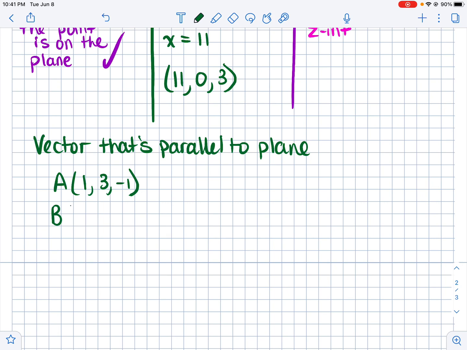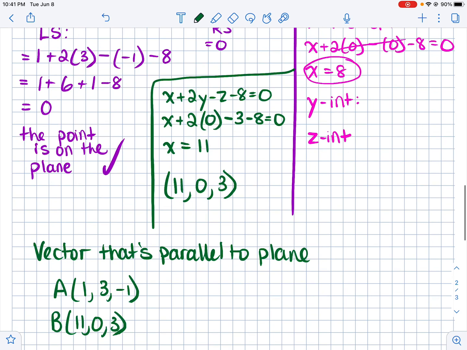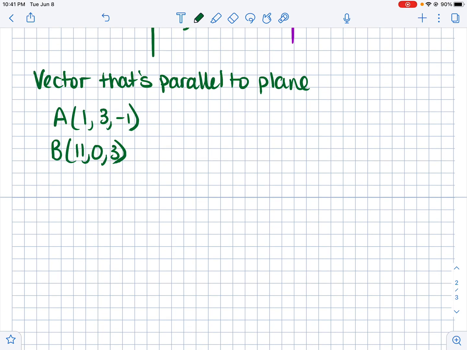So I'll call that point B. You can find tons of points on your plane by just making up x and y or x and z, or just pick 2 variables and make something up for them and solve for the third. So if I wanted to find a vector that's parallel to my plane, I can use 2 points on my plane, because just picture this.